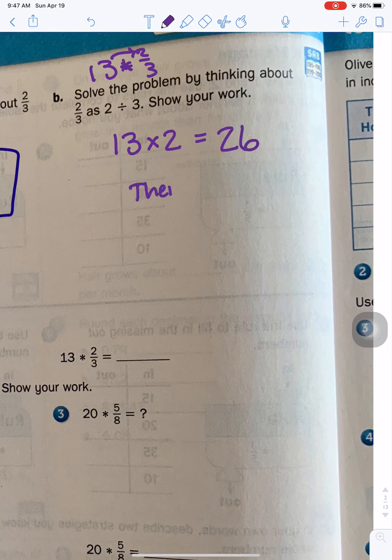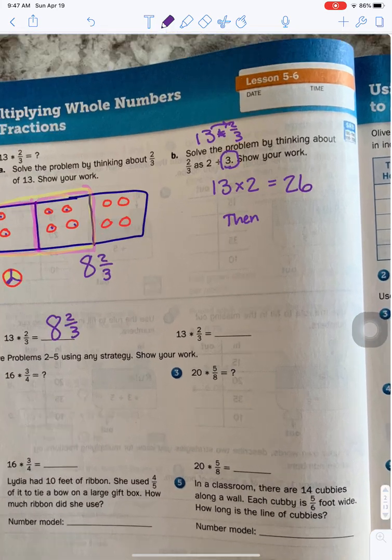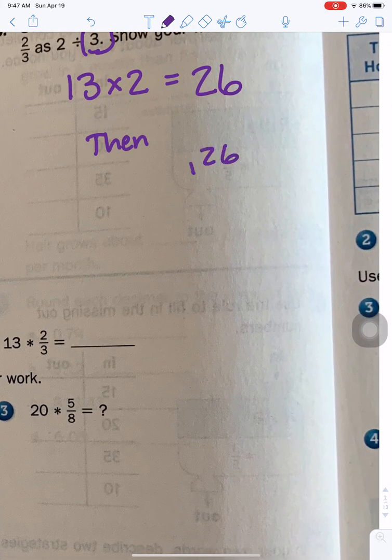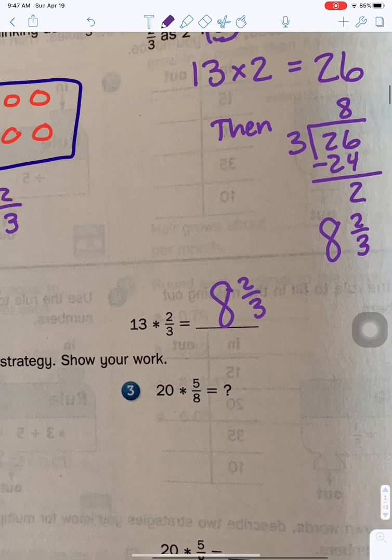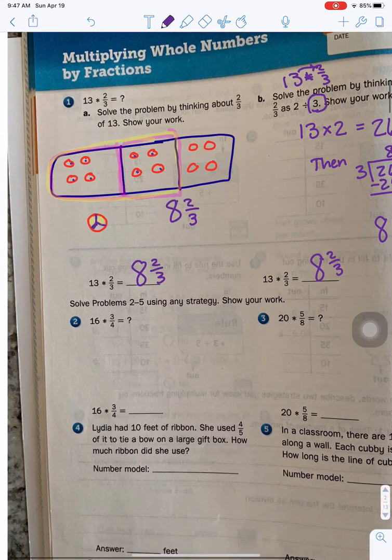Then I can think of the 3 divided by 3 as being 26 divided by 3. So in this case, 3 goes into 26 8 times. 24, you have 2 left over. So that is going to be my numerator of 8 2/3. The same answer. We just solved that problem a little bit differently. We still got the same answer.